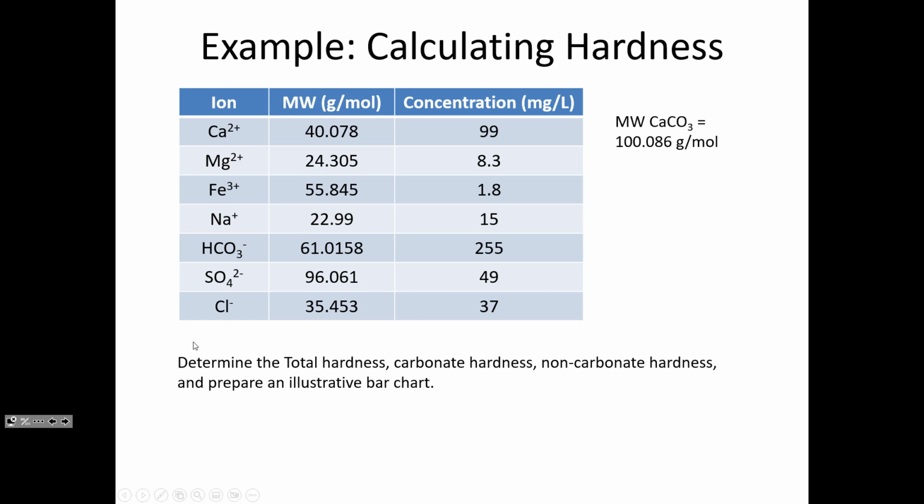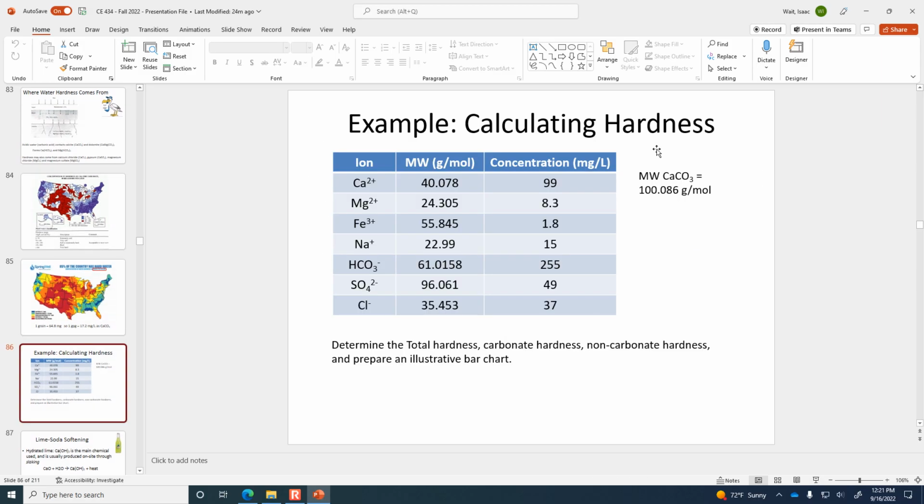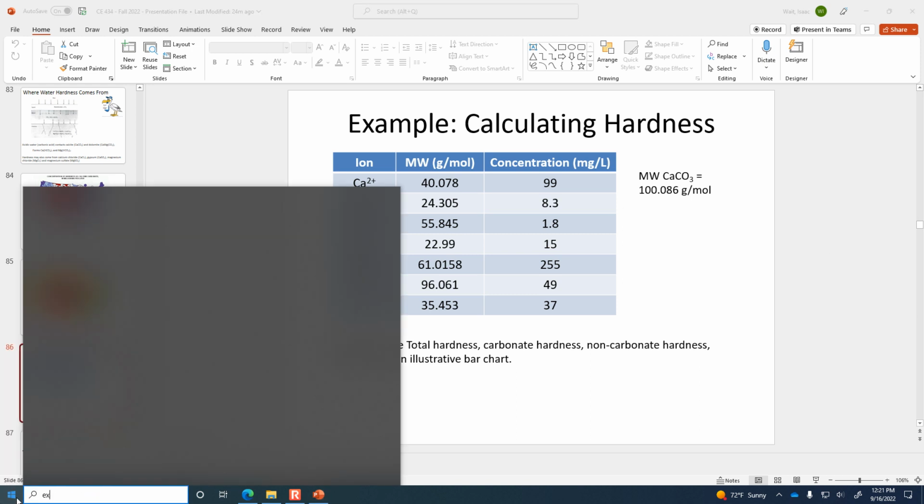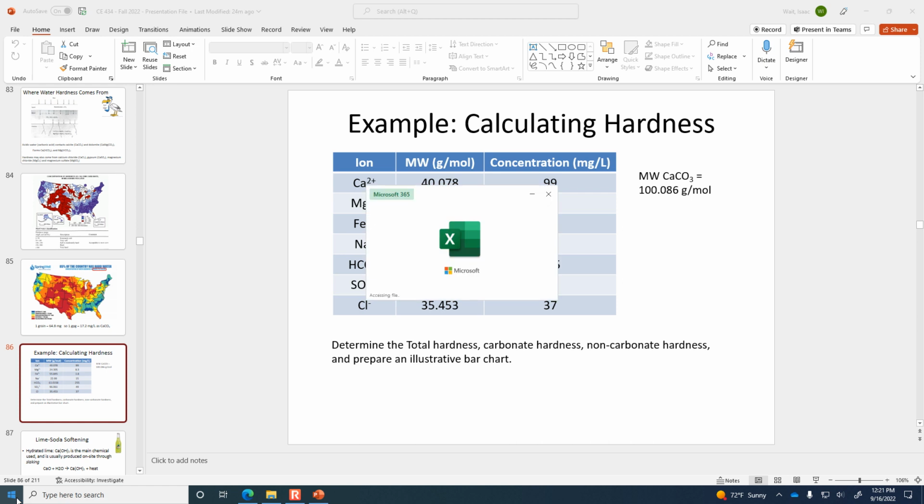So let's just say that we took a sample of water and we got this report. The report would say the concentration of that species, and then I've already provided the molecular weight for each one of these, either cations or anions. And then remember, the molecular weight of calcium carbonate is 100.086 grams per mole. So I suggested that this would be a good one for us to solve with Excel. Let me just fire up Excel, and we'll take a look at this together.